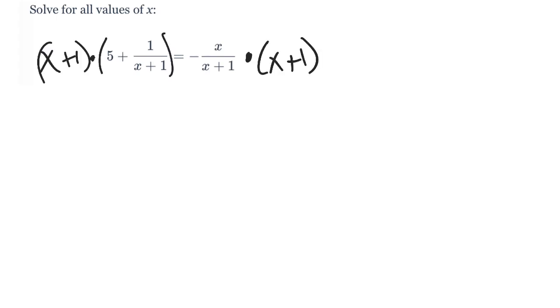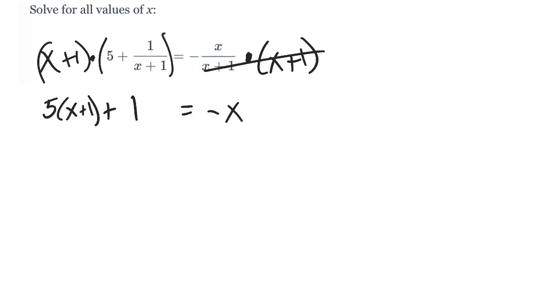Okay, so I've got it set up. On the right side, the x plus 1 cancels off the bottom, and I have just negative x left over there. Then on the left side, I have 5 times x plus 1. And then the x plus 1 cancels the denominator of x plus 1 out. And I just have 1. And that should have been a plus 1. So let me fix that. Should be plus 1 here equals negative x.